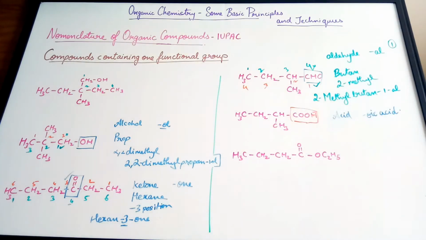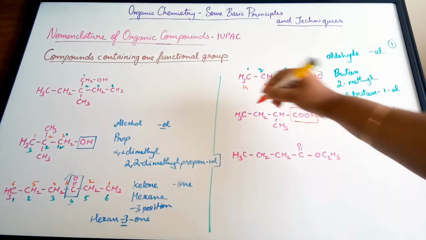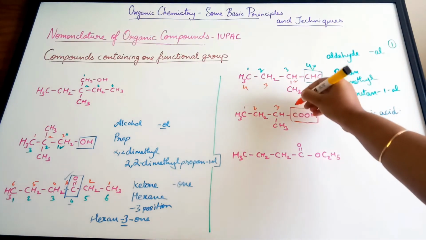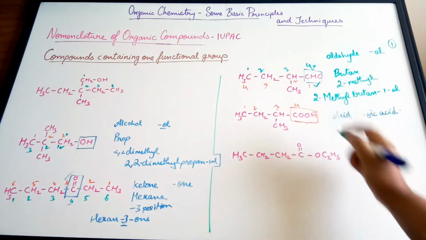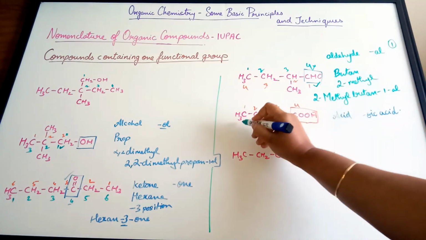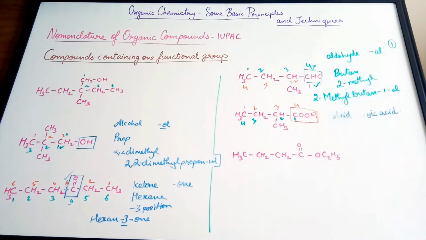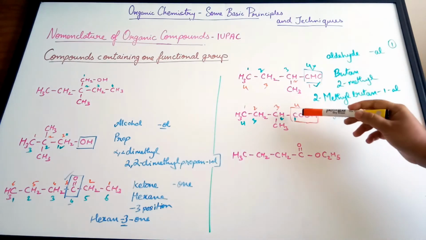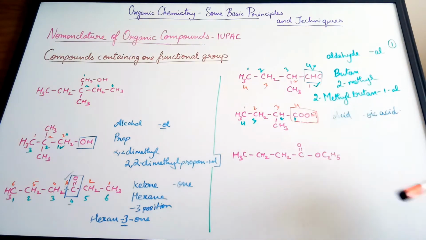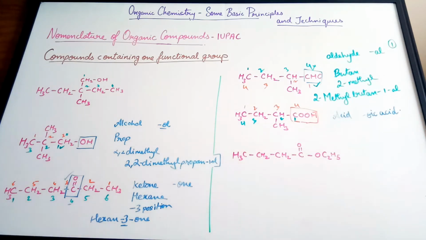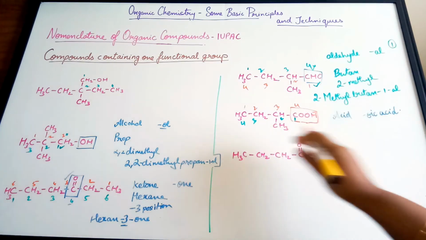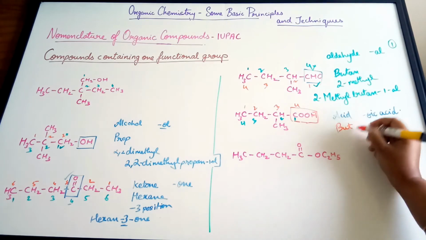Okay, so now we need to number the carbon chain, and we'll always go from right to left. Here in this carbon chain, numbering from right to left makes more sense because both the methyl group as well as the carboxylic acid get a lesser number. So first of all, it's a 4 carbon chain, so butane.